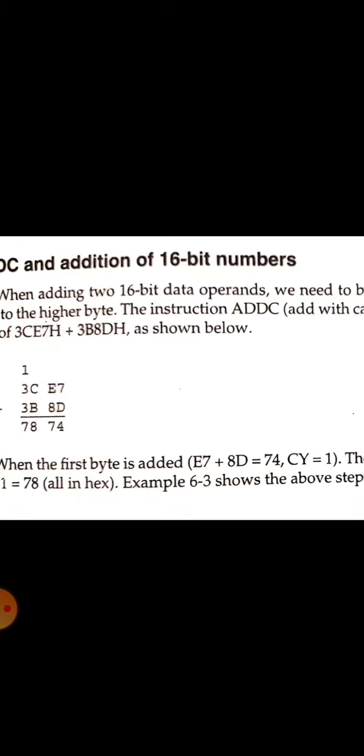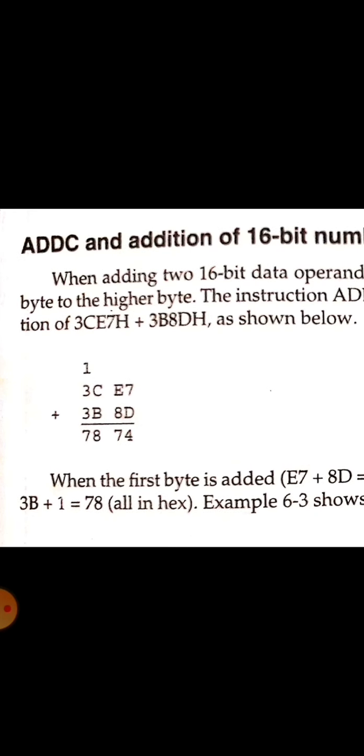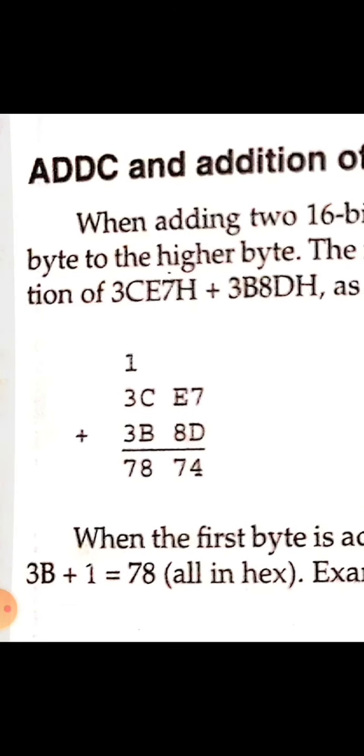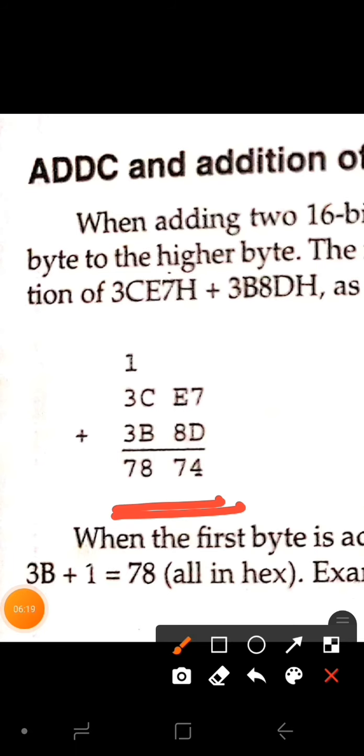In the previous addition, what we have seen was for 8-bit numbers. If you want to go for addition of 16-bit numbers, then you can go for ADDC, nothing but add with carry. So this is the 16-bit number we have taken. You can see here 3CE7 plus 3B8D, whose answer is 78 and 74, which are all in hexa.